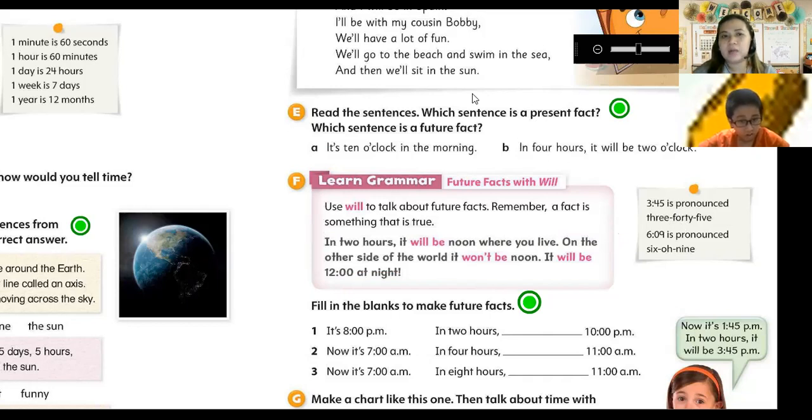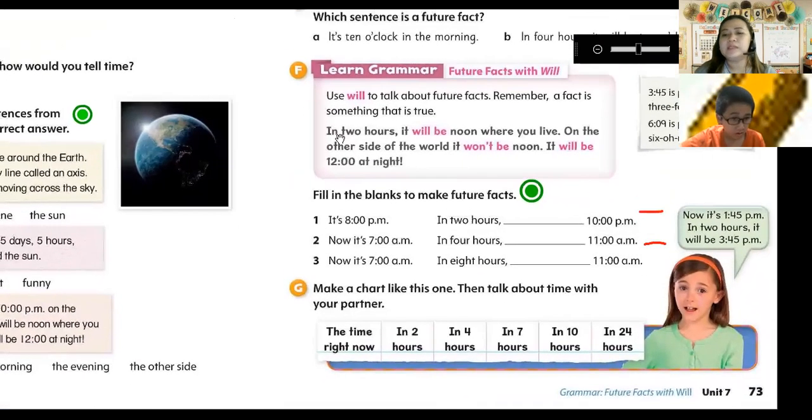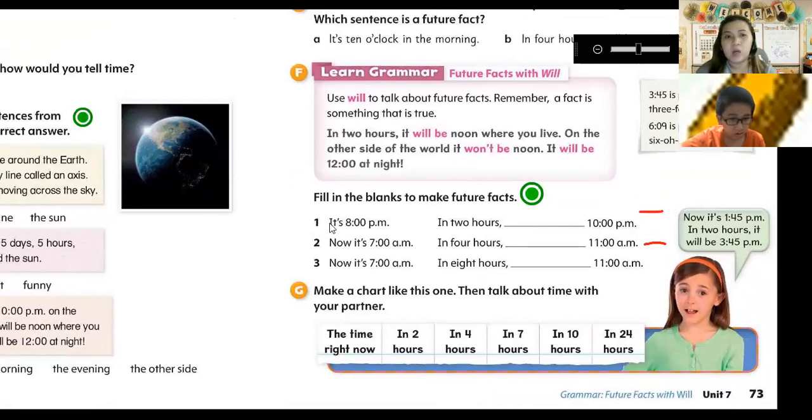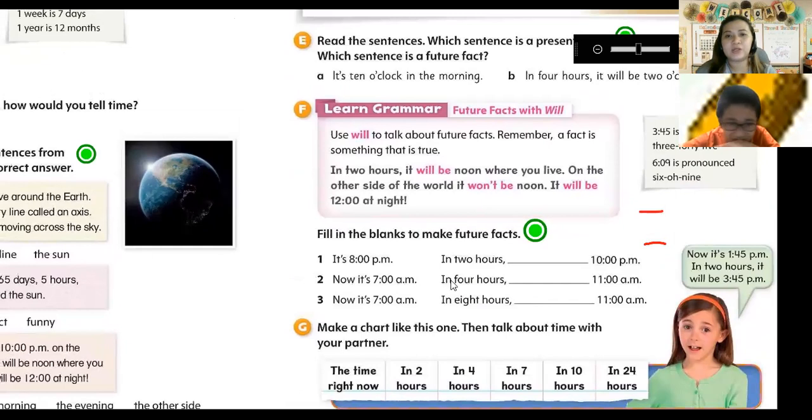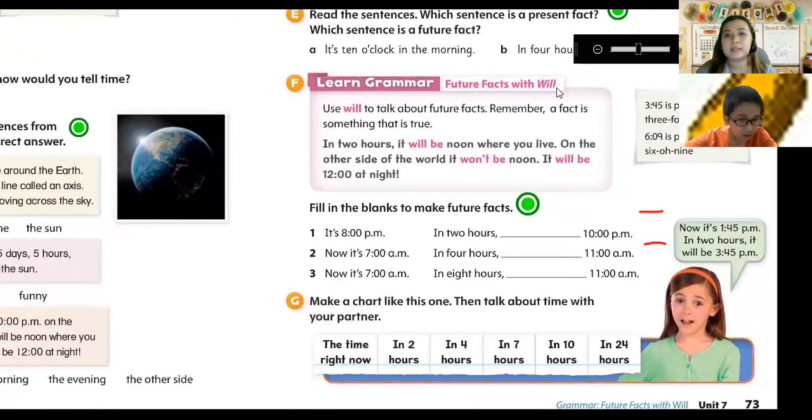3:45. How do you pronounce this one? Okay, it's 3:45. How about this one? It's 6:09. Okay, so that's how you pronounce time. Since it's time already, we will just continue talking about future facts with will in your next class next week.